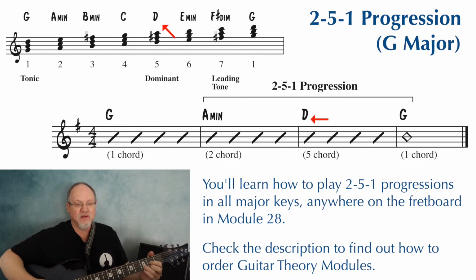To play a 2-5-1 in the key of G, you would play the 2 chord, A minor, the 5 chord, the D chord, and the 1 chord, G. G is 1, A minor is 2, D is 5, and G is 1. A minor, D, G. 2, 5, and 1.